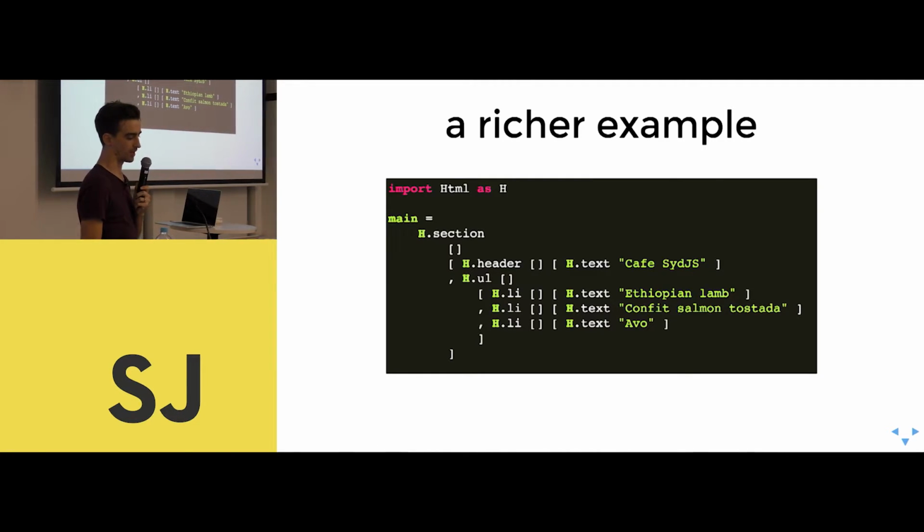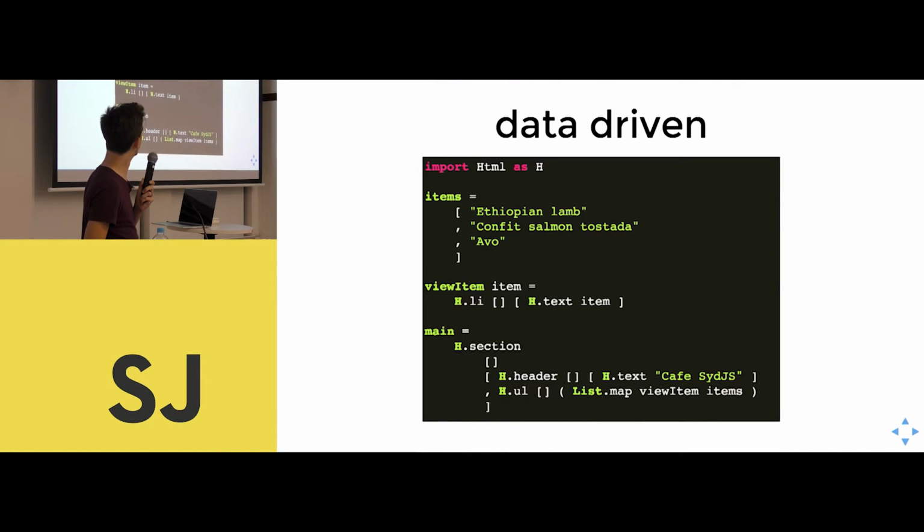That's just kind of a static page. It's just going to show some list items on the page. But if you notice, we had that list item over and over and over again. We can kind of pull that out and put it into a variable, right? So now that we have this items, which is all the items that might be on the menu.